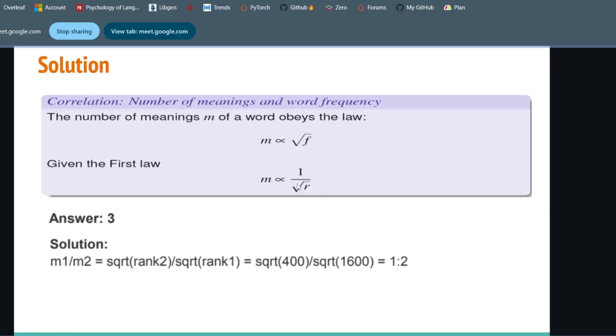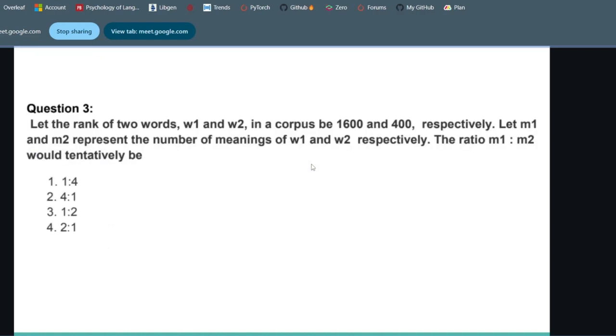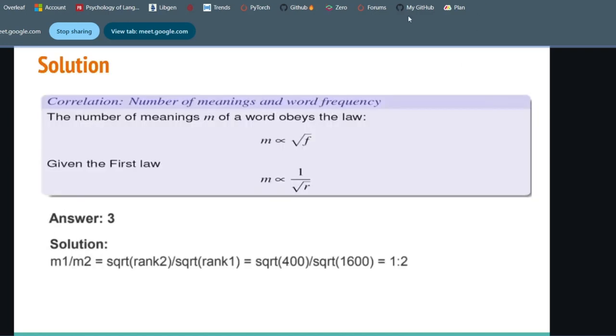Okay. And now if we consider the rank, because I think in the problem the ranks of the words are given, right? So now if we use the law, we can see that the number of meanings would be inversely proportional to the square root of the rank. From where we can just plug in the values now. So m1 by m2 would be square root of rank 2 by square root of rank 1, and that gives the answer of 1:2. I think some people posted the solution in the chat as well.